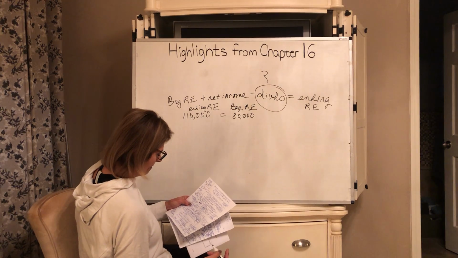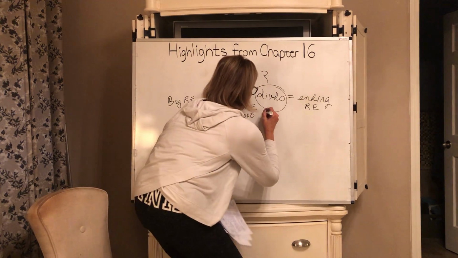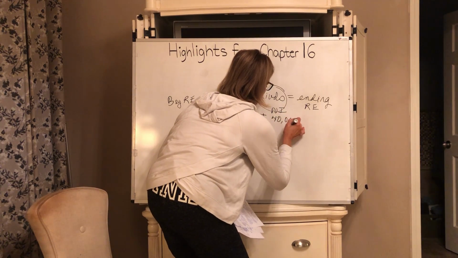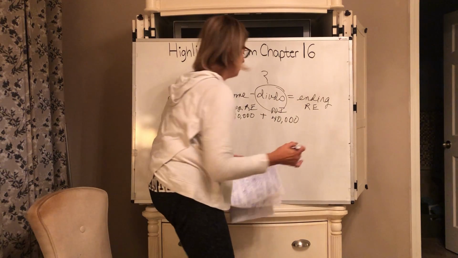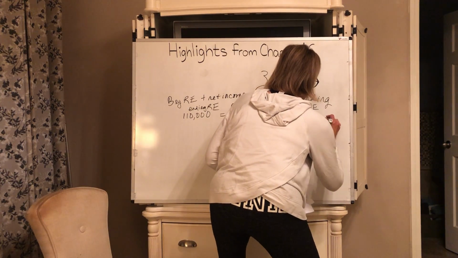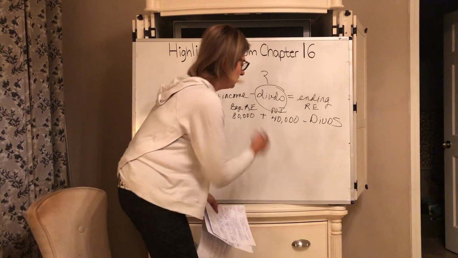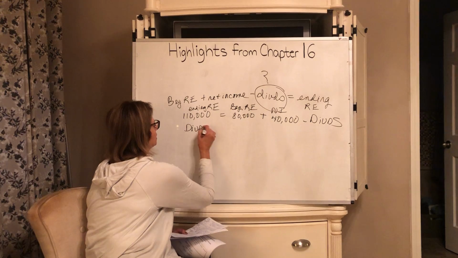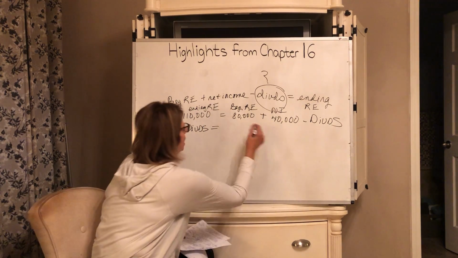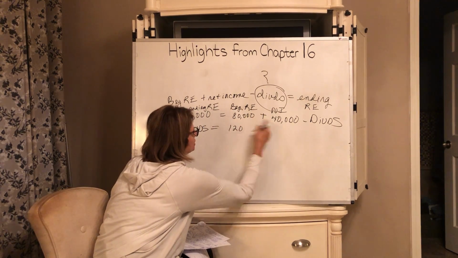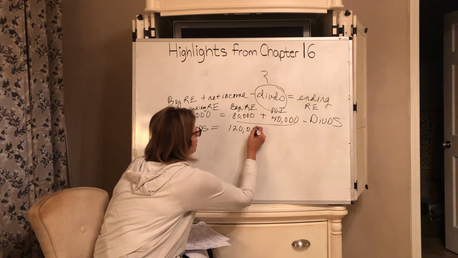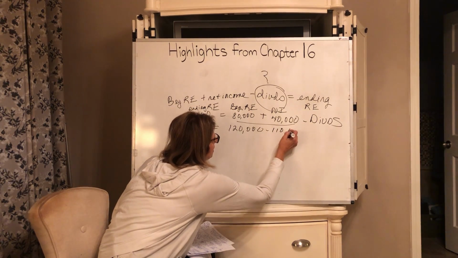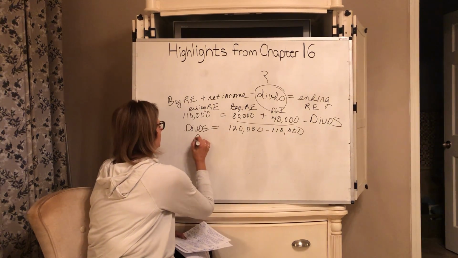Ending equals beginning plus net income, which is 40. That's the 40. Minus dividends. So we're just switching the formula around to solve for dividends. So dividends would equal 120, which is this, minus from the other side, minus 110, and now we have it. Dividends equals $10,000.